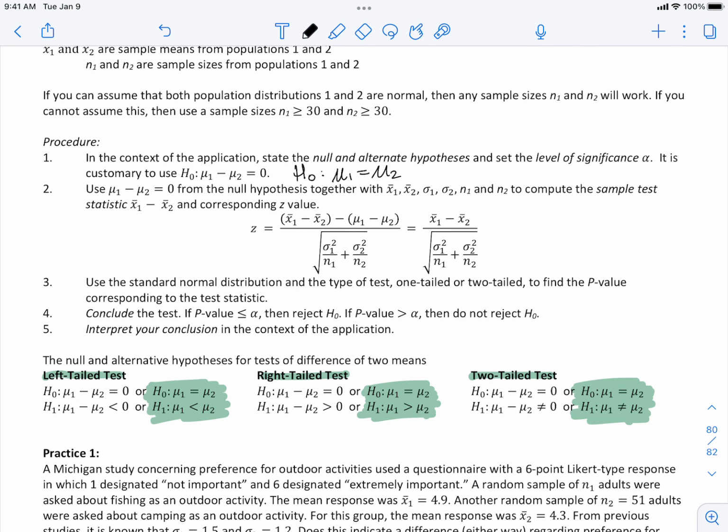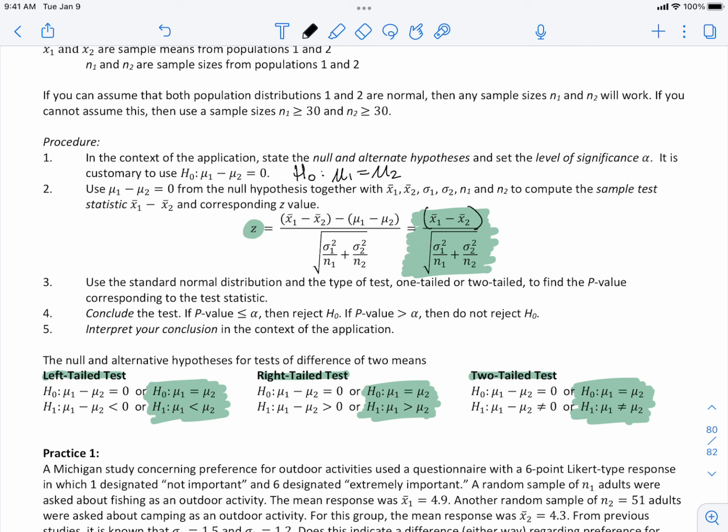All right, so we're going to put everything together to get our sample test statistic. So in this case, we are going to have z, and our formula is x1 bar minus x2 bar, and I would recommend in your calculator putting that in parentheses, divided by the square root of sigma 1 squared divided by n1 plus sigma 2 squared divided by n2. Then we use the standard normal distribution and our type of test to find the p-value.